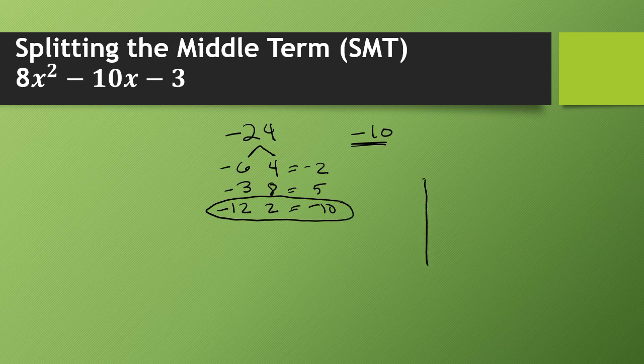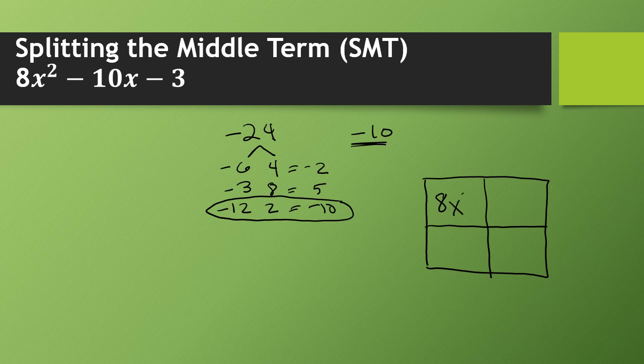Today, because we grouped last week, I'm going to use the box method for this particular problem. If you grouped, that's fine. Doesn't matter. You will get the same exact answer. So you have 8x squared minus 12x plus 2x minus 3.